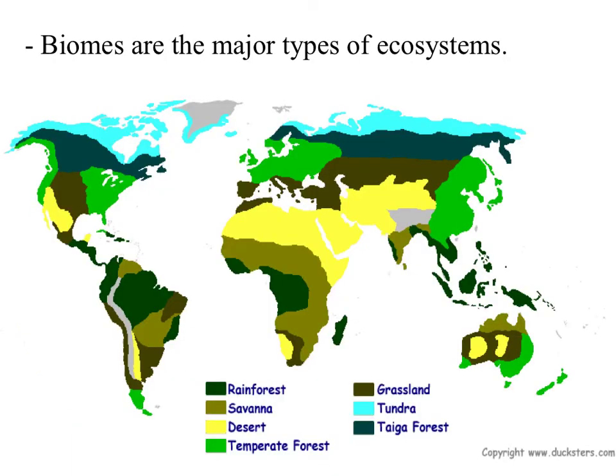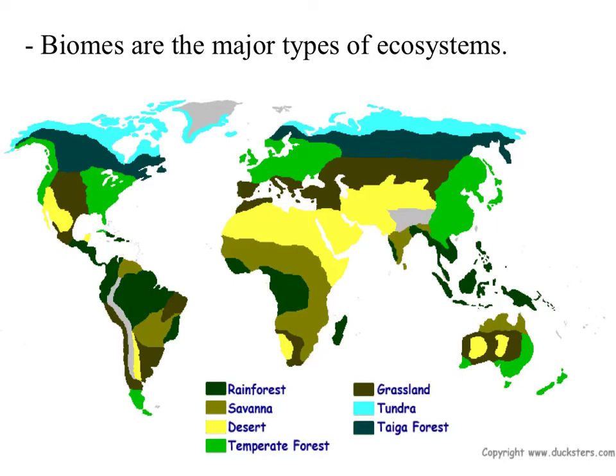Biomes are the term we use when we're talking about the major types of ecosystems. Now, different textbooks, different sources are going to have different names for the main types of ecosystems, and that's okay. Everybody has their own way of talking about things.